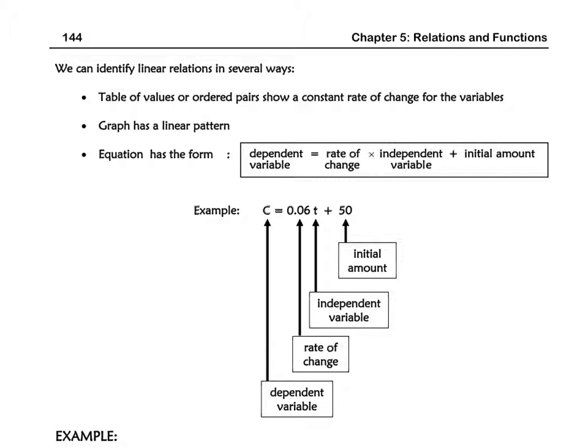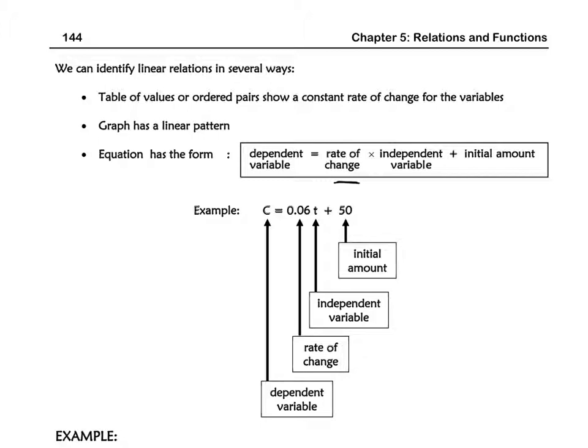So when we look at the first example here of an equation, we have C, which probably represents cost, equals 0.06 times t, which probably represents time, plus 50. So cost would be our dependent variable. It is equal to 0.06 times our independent variable. So in this case, 0.06 would be filling in the rate of change spot. So that would be our rate of change of cost over whatever units of time. And then the independent variable would be t, and the initial amount would be 50.